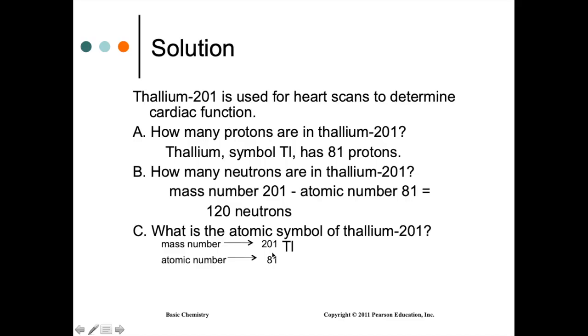So, how do we write out that symbol? We write Tl for thallium, we put the 201 mass number on the top left, and you can put the 81 atomic number on the bottom left, which again is optional. As long as you have that mass number, that's the important thing. Even if you don't write that 81 there, you can figure out the atomic number of thallium by using a periodic table.